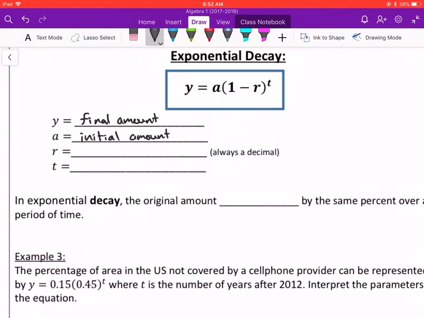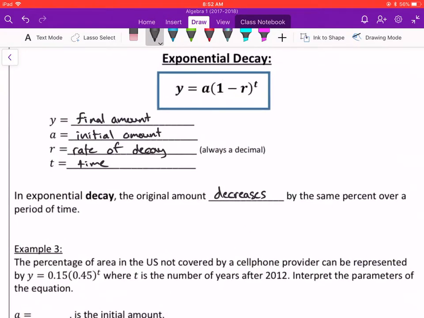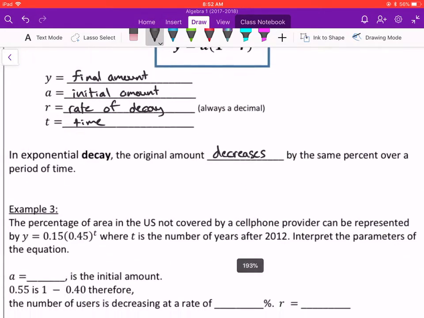All right, and your R, instead of growth, it will be your rate of decay. And again, it's always a decimal. So you got to do decimal. You can't put it in percent. So t is going to be your time as well. All right, and in exponential decay, the original amount decreases by the same percent over a period of time. That's going to be your formal definition here. All right, look at examples.